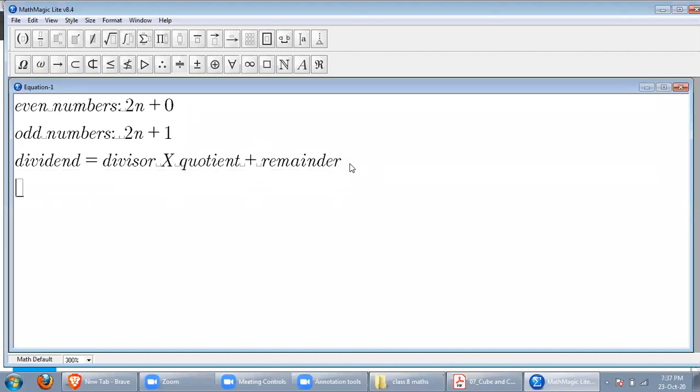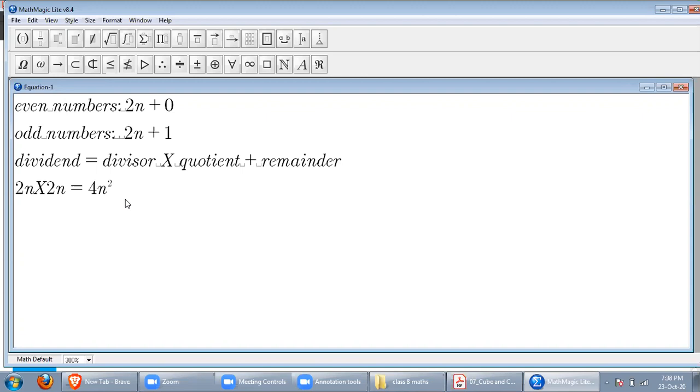So let's talk about division between even numbers and even numbers. If it is the same even number, twice n into twice n is 4n square.